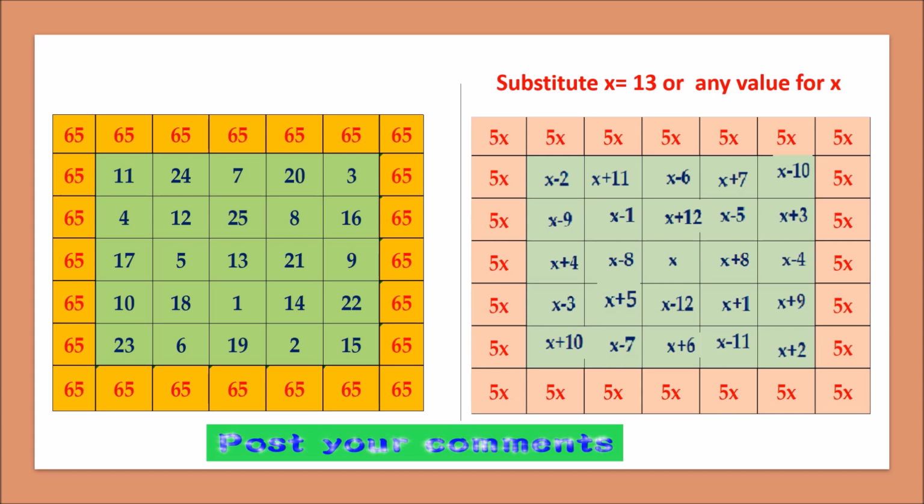So this will be our general formula for the magic square. You can substitute any value for x to get the respective magic square.